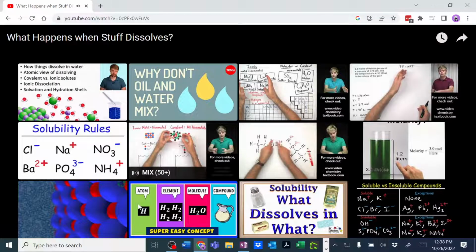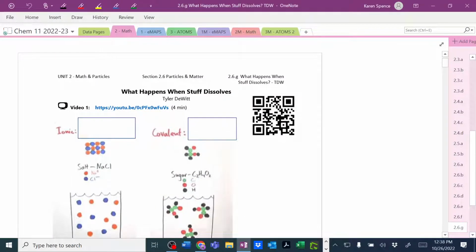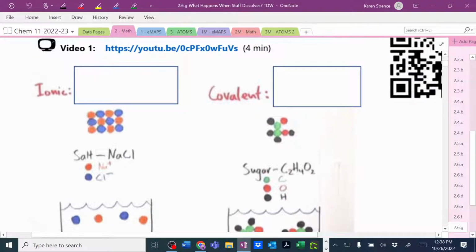Okay. We're going to take a moment away from that and go here and just make sure we got everything that needs to go in here. So what went in that ionic box? I'll be honest, I don't remember. Metal plus nonmetal? And what went in the covalent box? All nonmetals.